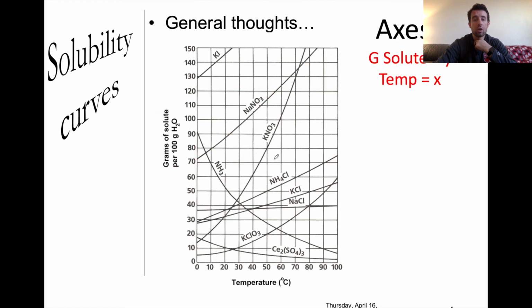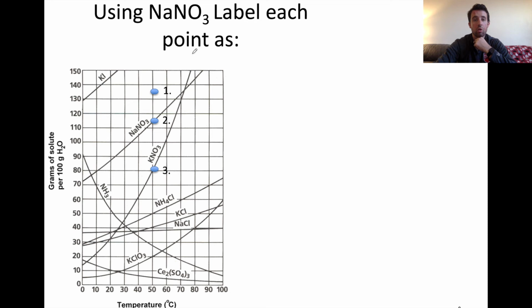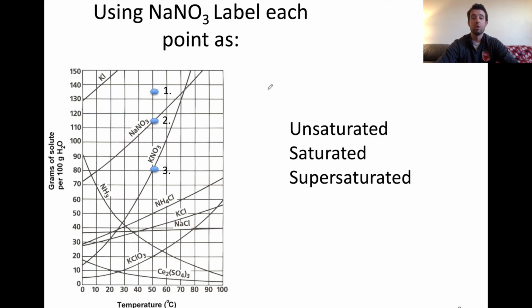Okay, so here are 3 points. We're using NaNO3 here. I want you to label these points, 1, 2, and 3, as either unsaturated, saturated, or supersaturated. Go ahead and try this out.